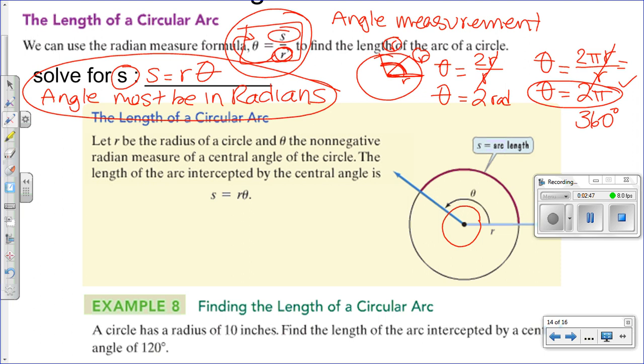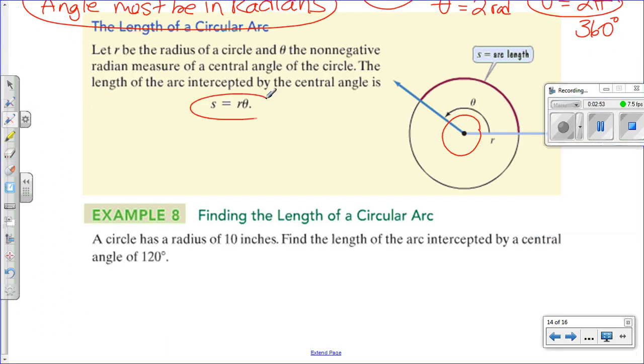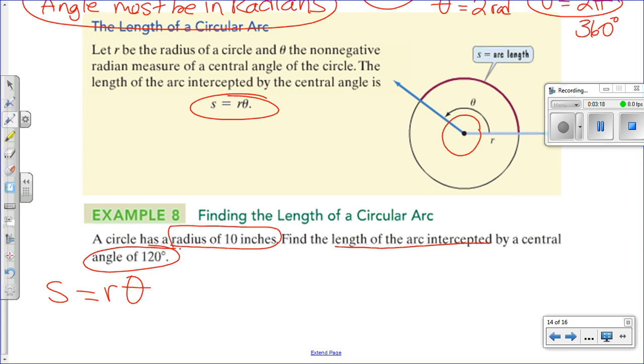All right, now the problem at the bottom of the slide, we're going to use that formula to find the arc length, and that will be the radius times the angle. The radius is here, it says it's 10 inches, and we need to find the length of the intercepted arc, and we are given that the central angle is 120 degrees.